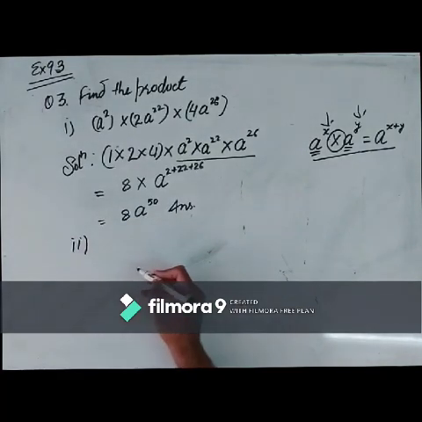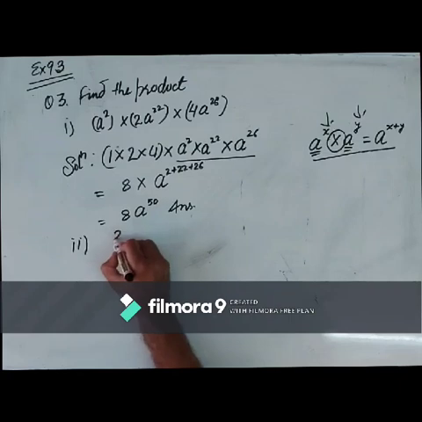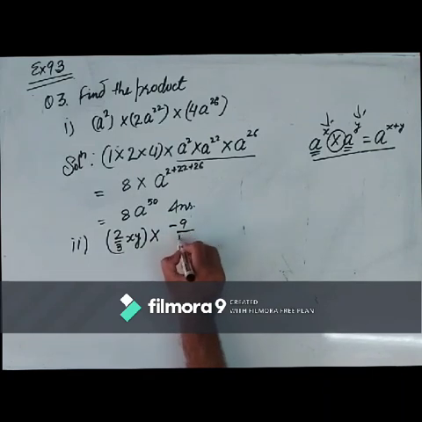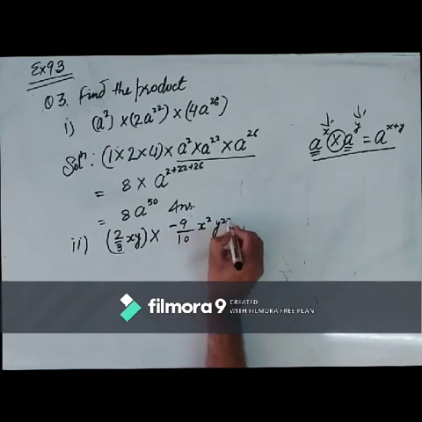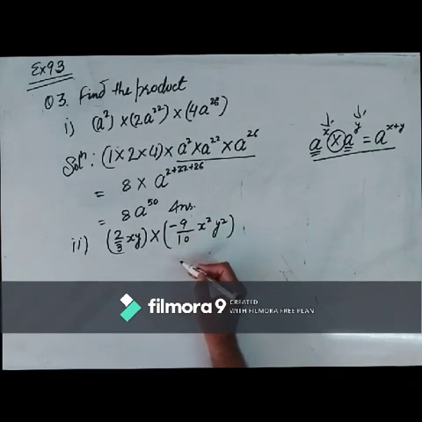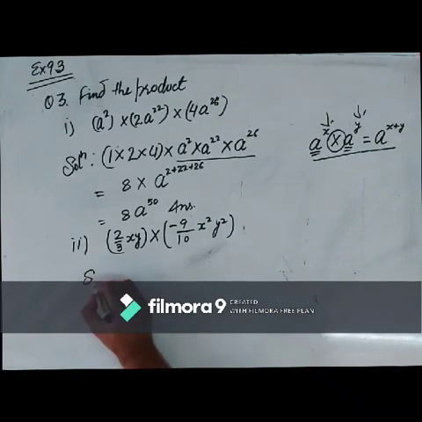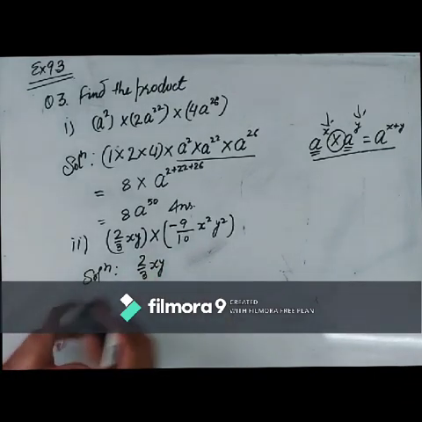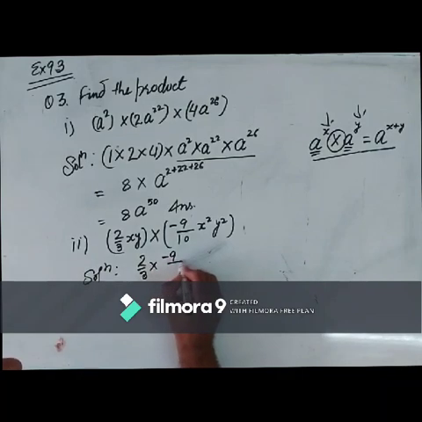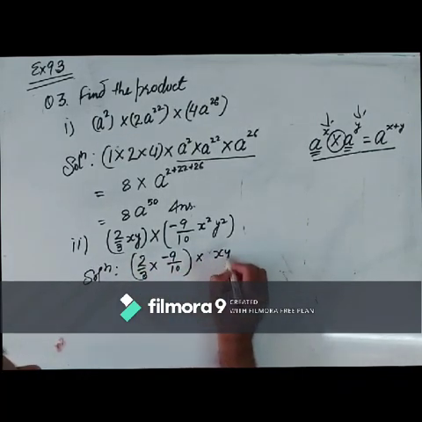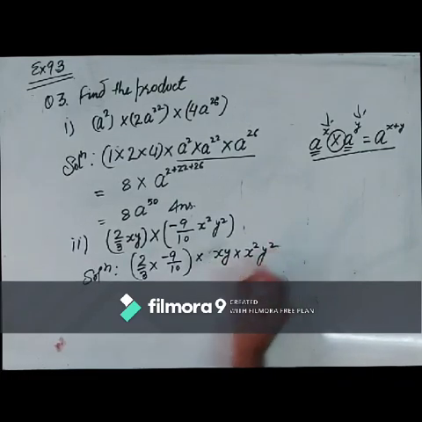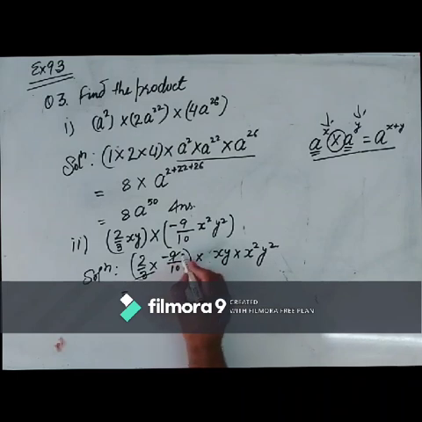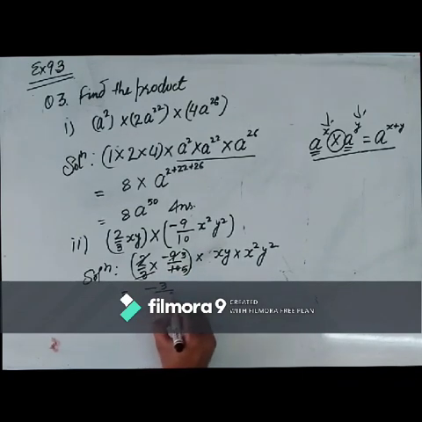Second part is 2 upon 3 xy multiplication minus 9 upon 10 x square y square. So need not worry too much about the rational numbers here. Solution part, this is 2 by 3 into minus 9 upon 10, and xy is to be multiplied with x square y square. So your answer is, cancel out these 3, and 9 and 2 and 5. So all you have is minus 3 upon 5.